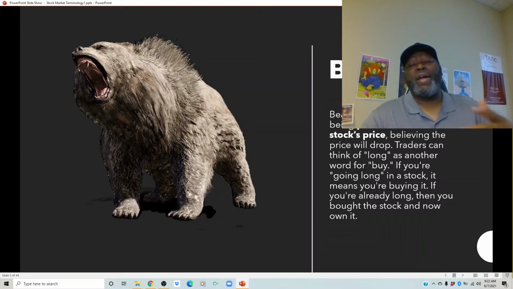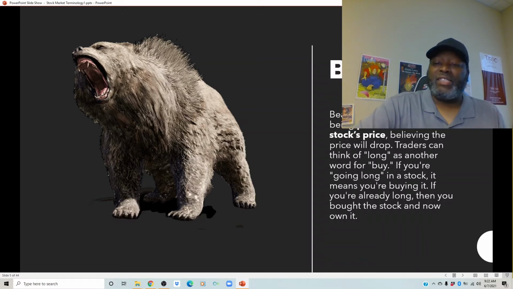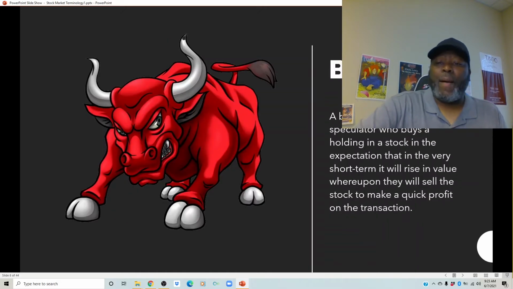Bear. Now, you hear about the term bear or bearish. So let's talk about bear first. Bear is a term for being pessimistic about a stock's price, believing the price will drop. Traders can think of long as another word for buy. If you're going long in a stock, it means you're buying it. If you're already long, then you bought the stock and now own it. So basically, bear, you think the stock is going to drop, so you're probably going to get out. So when you hear a person say, I'm bearish on that stock, that means that they don't have faith or confidence.